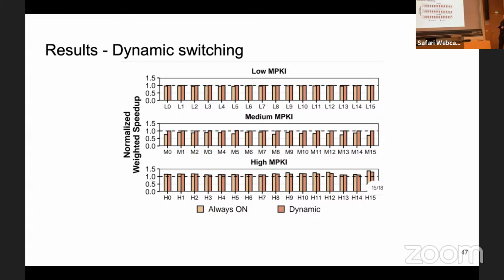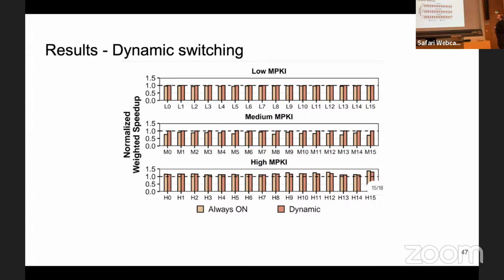And what you see here is 3 diagrams that compare in dark red the dynamic switching policy, and in orange the always on policy, so where sector DRAM is just always on. And you only see these two compared to each other. What you see is for low memory intensity, dynamic is basically at a normalized speedup of 1. So it's basically as good as just no sector DRAM.